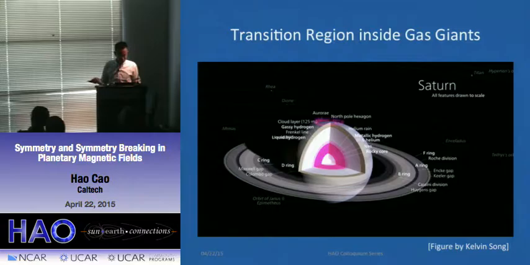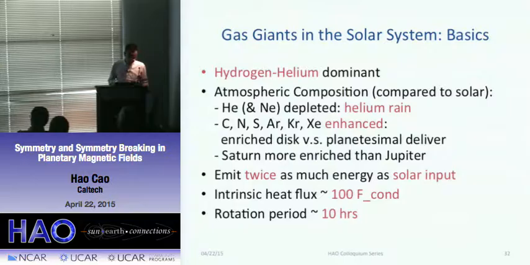So now I'm going to the third part of the talk, and I'm going to talk to you about the transition region inside a giant planet. And here is an artist's figure of what Saturn looks like. And you know it's not a scientific figure because for the cloud layer, it says 125 miles instead of kilometers. Now, this picture tries to show you that there are sharp boundaries inside planets, right?